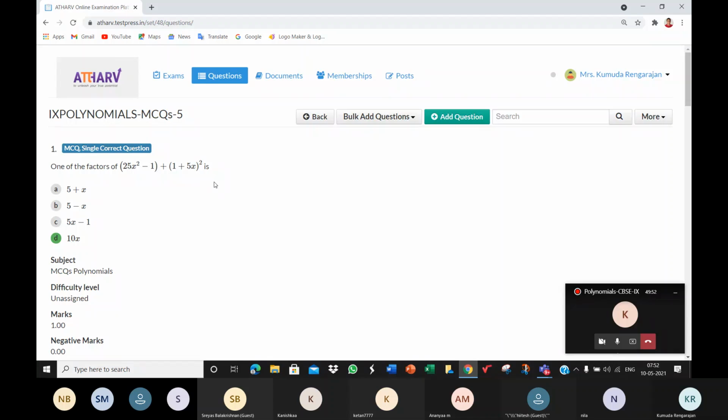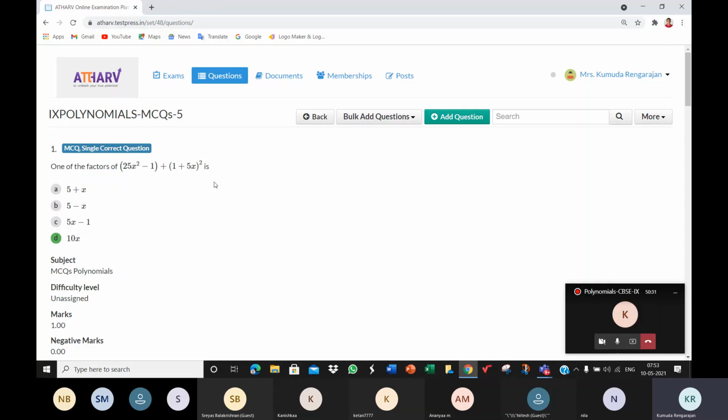Okay, so minus 1 plus 1 cancels out. What are we left with? 25x squared plus 25x squared, which is 50x squared, plus 10x plus 10x. Now see again, the answer is not in product form. We cannot leave it here because you need to find one of the factors of the given expression. So the answer must be a product of 2 or more expressions. When it is numerical, it should be like 2 into 3 into 5, then you can say 3 is a factor of the given number, 5 is a factor of the given number.